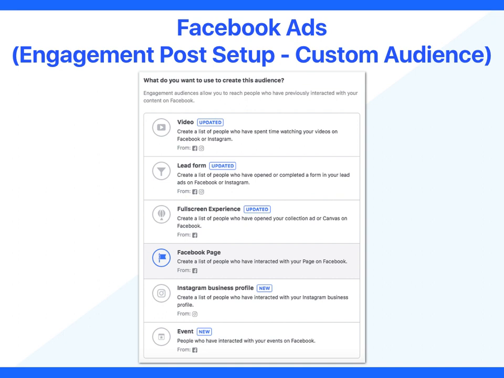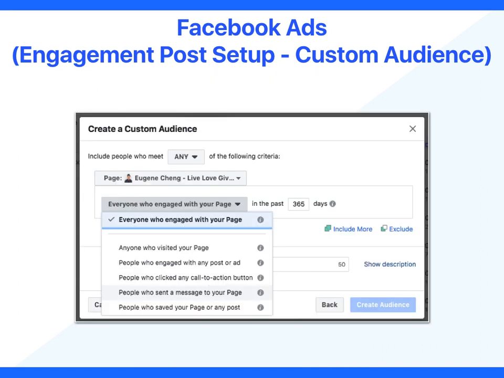Now we want to select Facebook page here, since we want to create a custom audience who commented on our Facebook page. Once you have selected the Facebook page, you can click the next button, and it will take you to this page right here. You can be more specific and also select options based on your preferences.